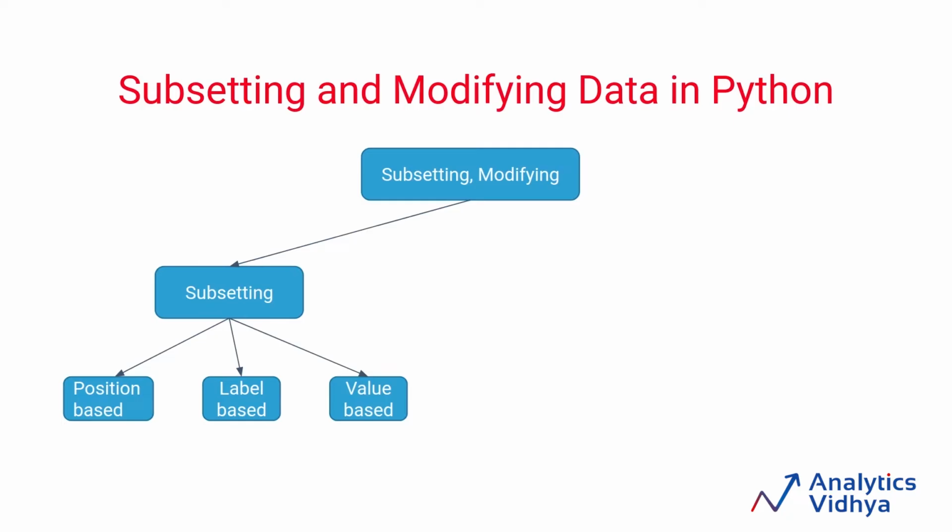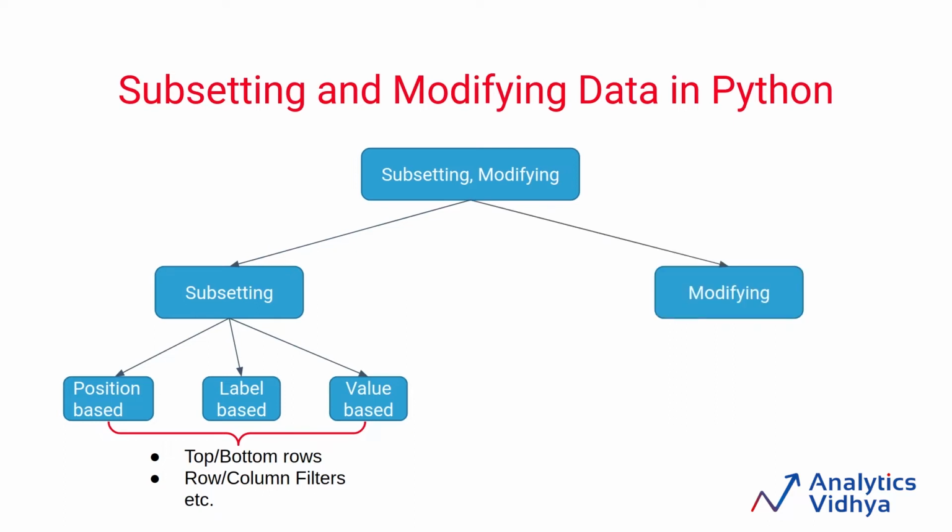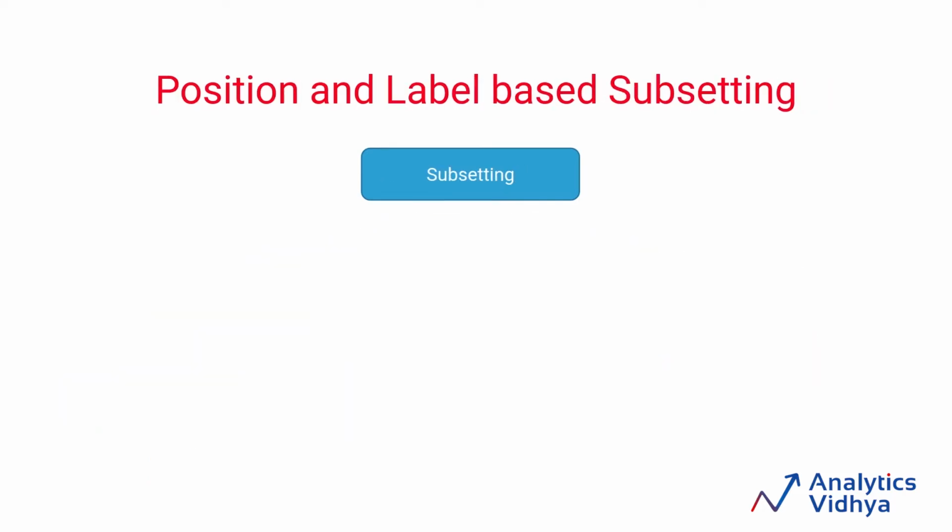To implement all of these techniques, we will learn to do a couple of things. First of all, how to access top or bottom rows of the data frame, then how to set rows or column filters, and much more. After that, we will learn about modifying the data, in which we will cover things like how to fill missing values in your data frame, manipulating values at either the row level or column level based on certain conditions, and so on. Now, under subsetting itself, there are two types of indexing schemes in pandas that are used to subset data. The first one is position based and the second one is label based.